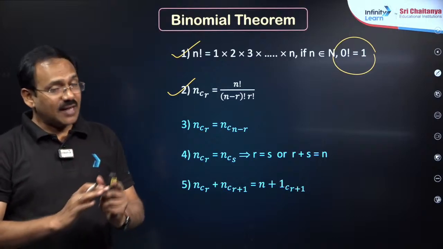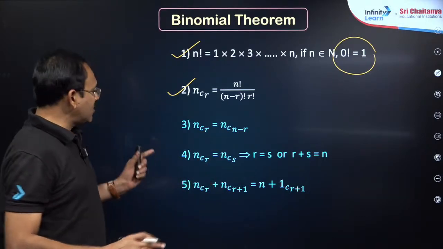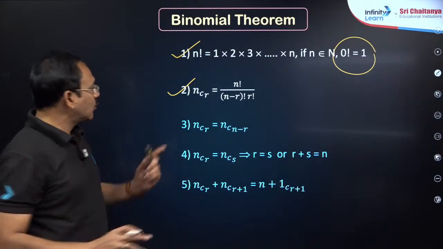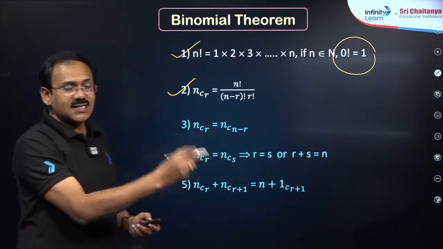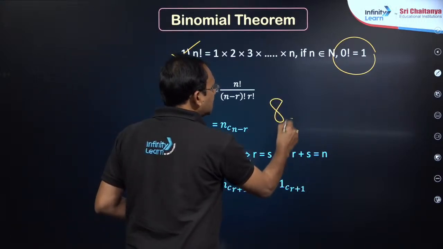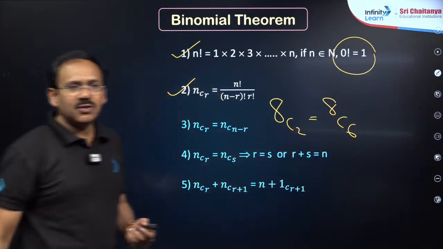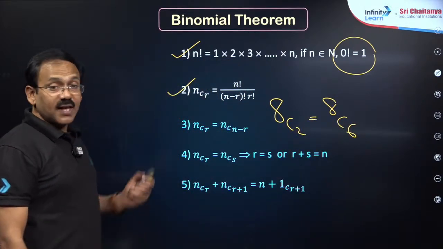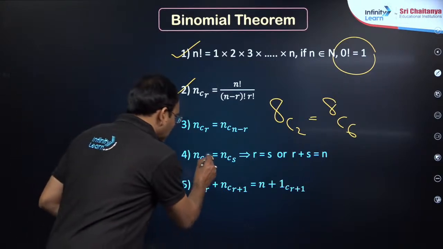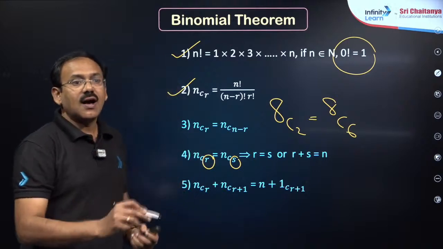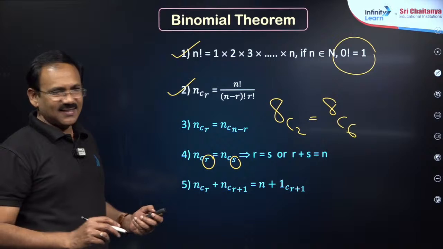There may be many results, but a few results we will be using repeatedly in the topics, those I have given in different colors. See, NCR is equal to NC(n minus r). For example, 8C2 is the same as 8C6. To compute such things we will convert into this. If NCR is equal to NCS, then possibly r is equal to s or r plus s is equal to n.